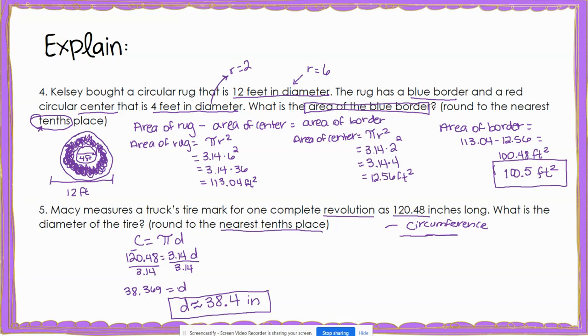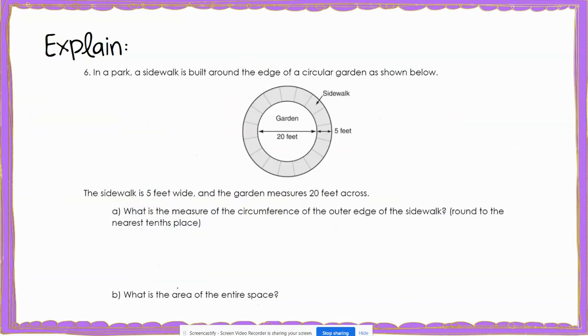Now everybody go to page 38. Number 6 says, in a park, a sidewalk is built around the edge of a circular garden as shown below. The sidewalk is 5 feet wide and the garden measures 20 feet across. So what is the circumference of the outer edge of the sidewalk?